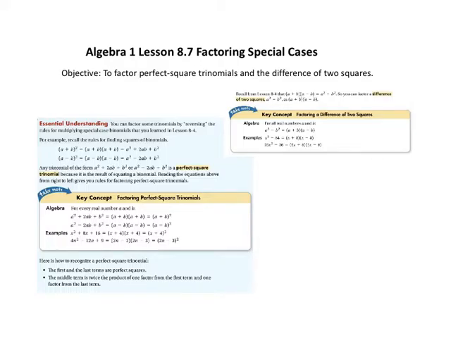Hi guys, this is lesson 8.7. We're going to learn how to factor special cases like perfect square trinomials and the difference of two squares.